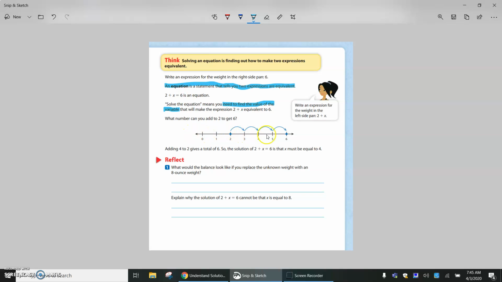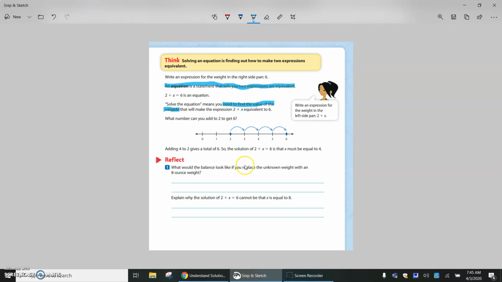So they're showing you a different method of solving this, right? They're counting up using a number line. So they start at 2, and then they go until they get to 6. And then they counted how many jumps they made here. So there's 1, 2, 3, 4. 4 jumps. Adding 4 to 2 gives a total of 6. So the solution of 2 plus x equals 6 is that x must be equal to 4.